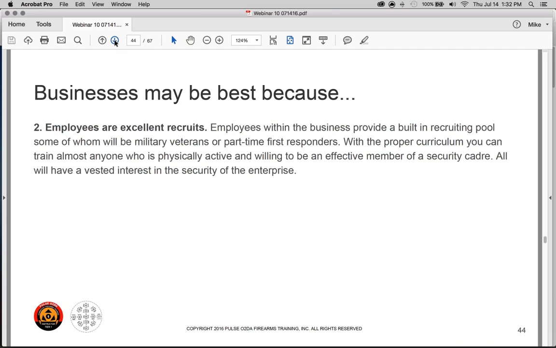Employees are excellent recruits. Employees within the business provide a built-in recruiting pool, some of whom will be military veterans or part-time first responders. With the proper curriculum, you can train almost anyone who is physically active and willing to be an effective member of a security cadre. All will have a vested interest in the security of the enterprise.